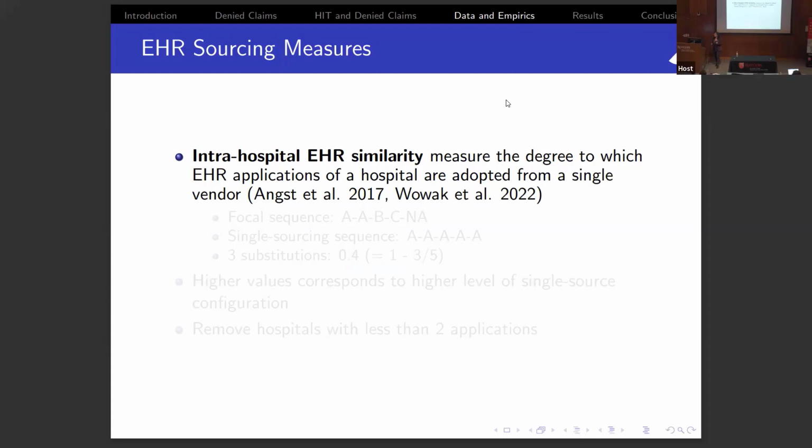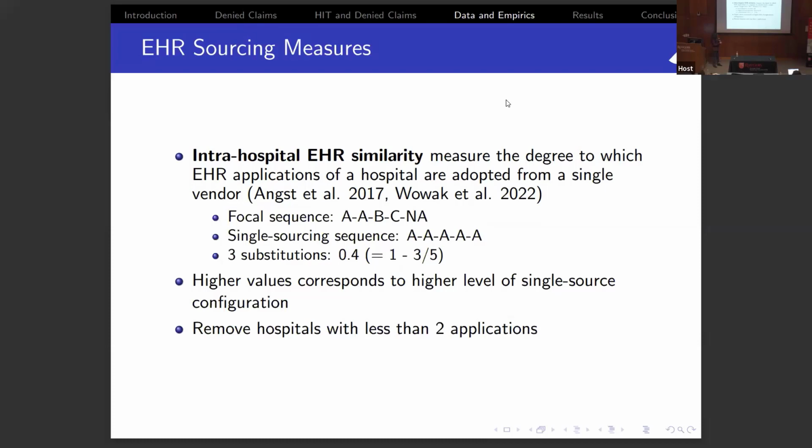The within-hospital similarity measure calculates the degree of single sourcing within the same organization. For example, this is the sequence for a hospital: out of the 5 systems, 2 of them are from vendor A, 1 is from vendor B, 1 is from vendor C, and 1 application is not adopted yet. The single sourcing sequence for this hospital will be the dominant vendor. They need to move these 3 to A to be perfectly single sourced. So in this case they have 0.4, 2 systems out of 5 that are single sourced. A higher value corresponds to a higher level of single sourcing.